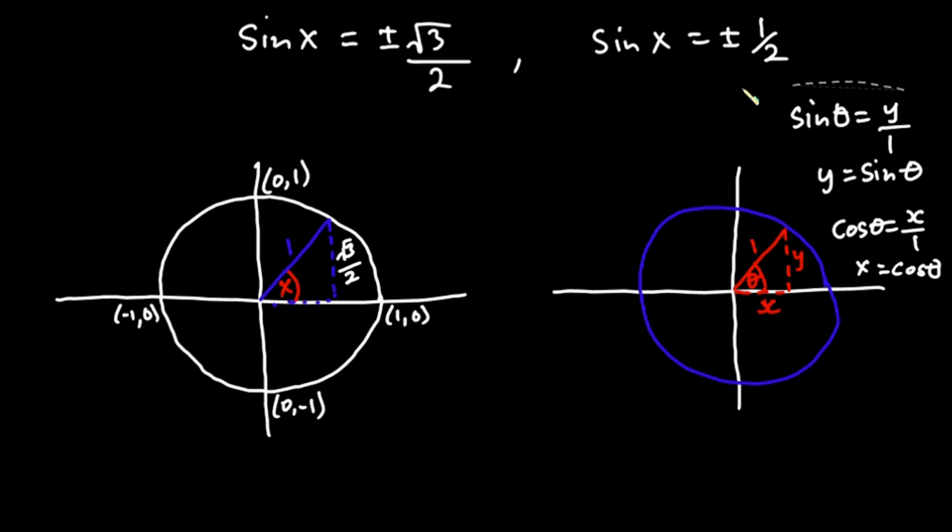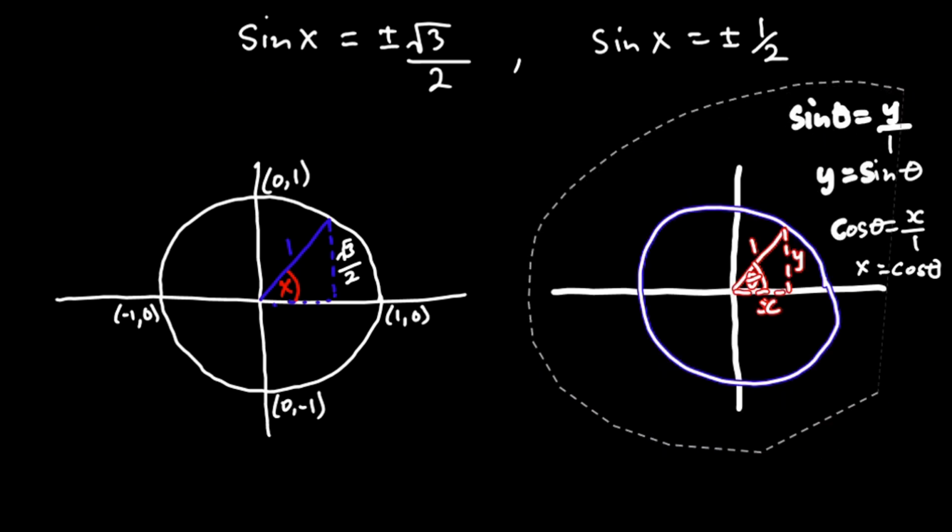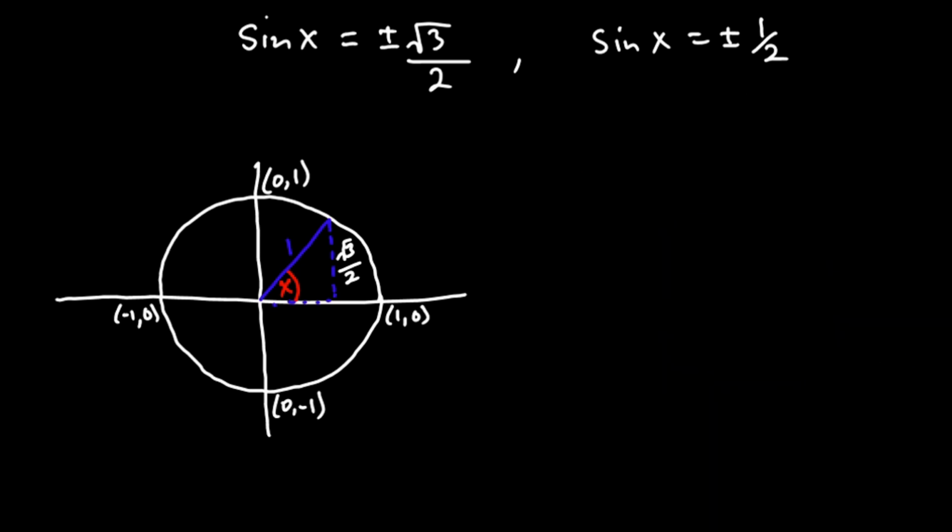Now let me get rid of this whole thing so that we will get much space to work. Nice. Now how do we find this angle in terms of degrees? Since we know the opposite and the hypotenuse, we can find this angle. So it means that x is equal to the sine inverse of root 3 over 2, which is equal to 60 degrees. So it means that the angle here is 60 degrees.